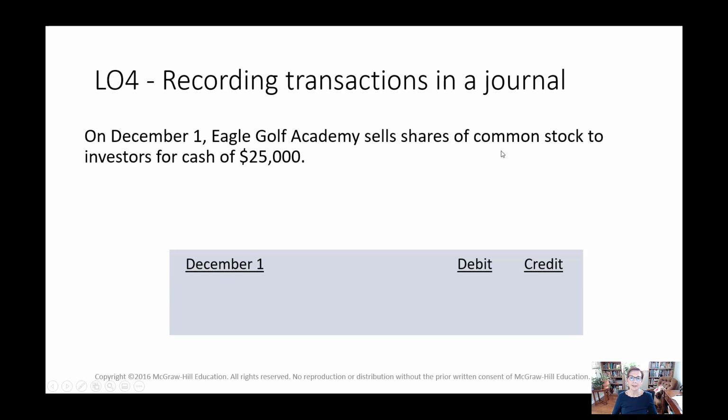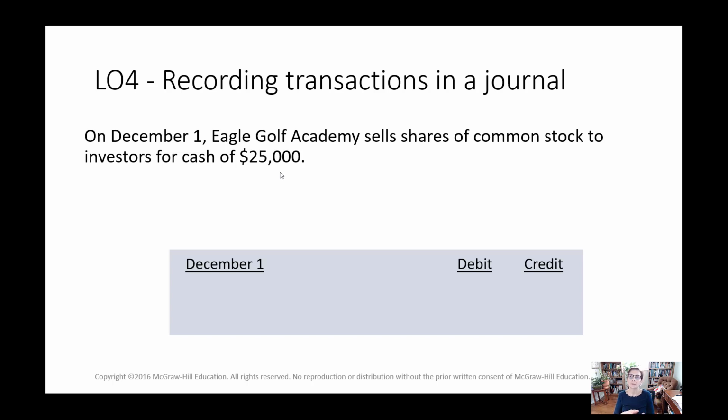This is an example. They sell shares of common stock to investors for cash for $25,000. Now, when you're analyzing transactions, look for words to help you. In this particular case, the accounts are in the description of the transaction. That is not always the case, but in this case, the accounts are here. What are the accounts? Common stock and cash. And here's our amount, $25,000. So we have to decide which one's going up and which one's going down. Our cash goes up, because investors are putting money into the business.